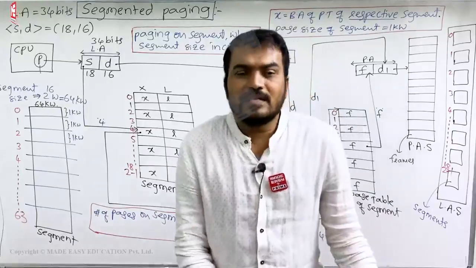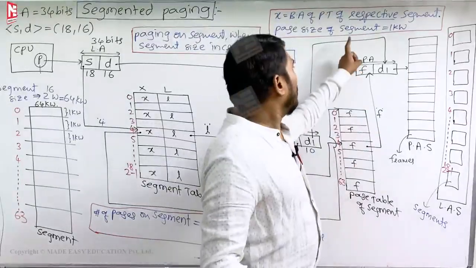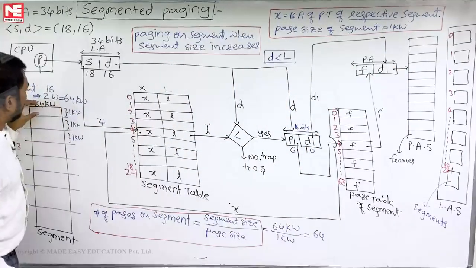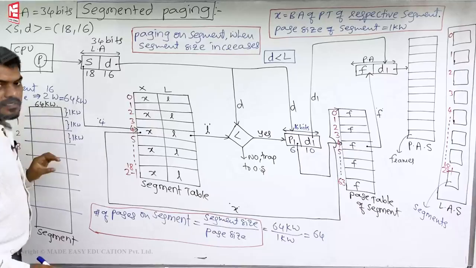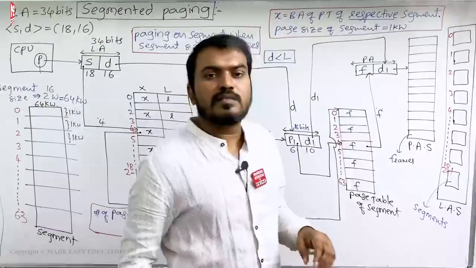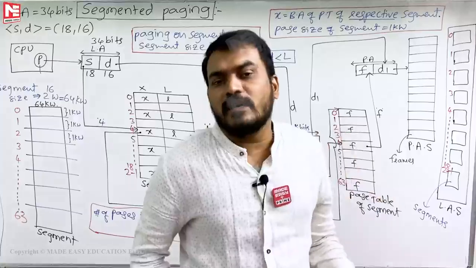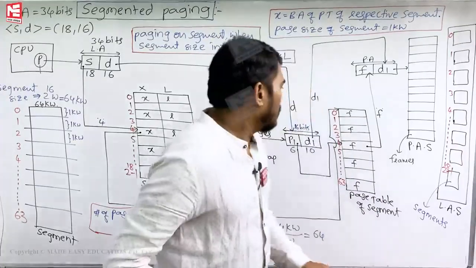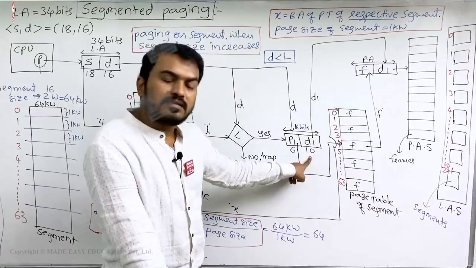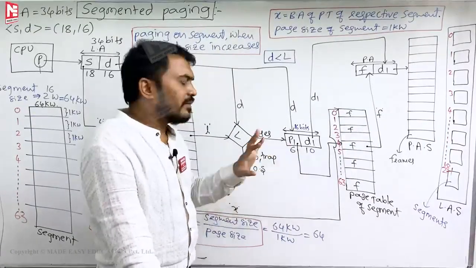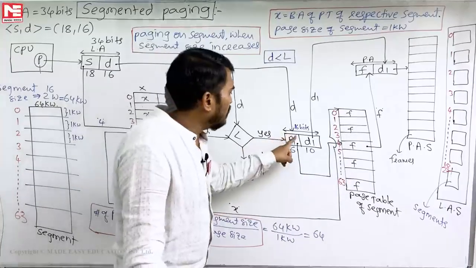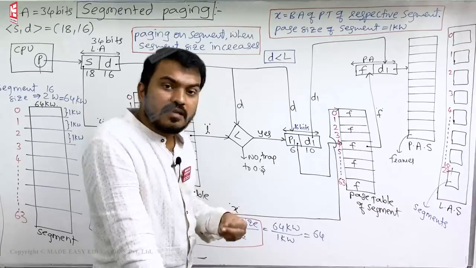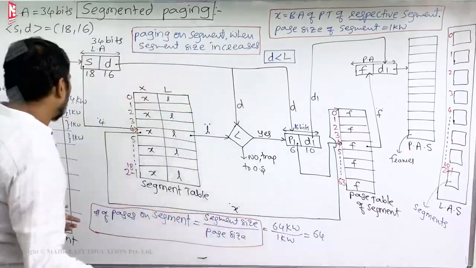Now tell me, what is the page size of the segment here? What page size of segment did we assume? Page size of segment is 1 kilo words. Look at here. Now tell me, to represent 1 kilo words of page size, how many bits are required? 10 bits required. So for D1, how many bits? 10 bits. So this means, tell me once again about P1 and D1: P1 will tell you the page number of the segment, which particular page of the segment the CPU is trying to refer to.